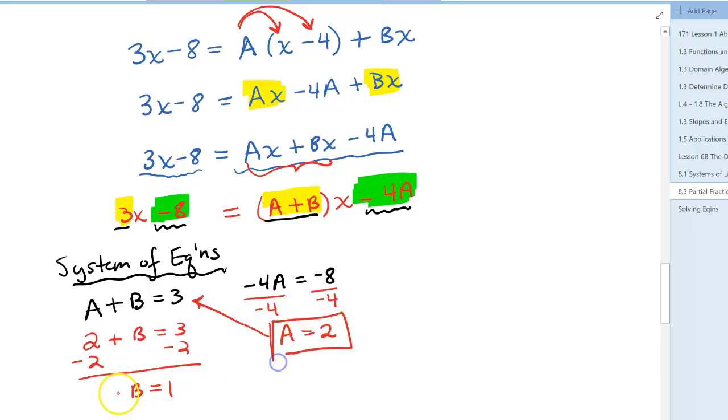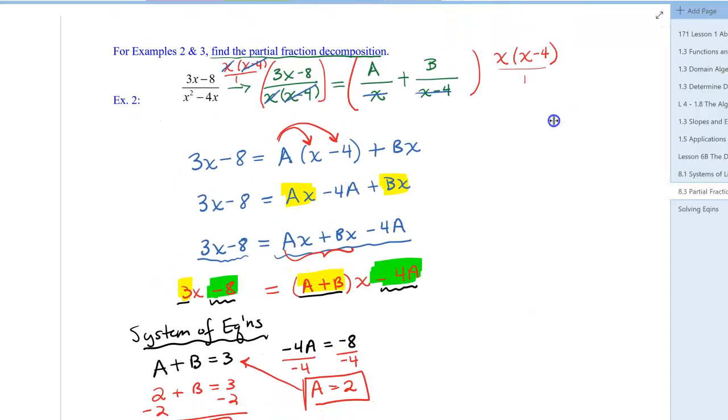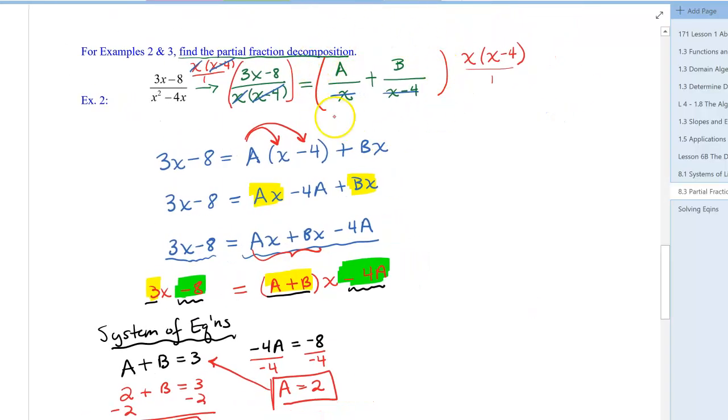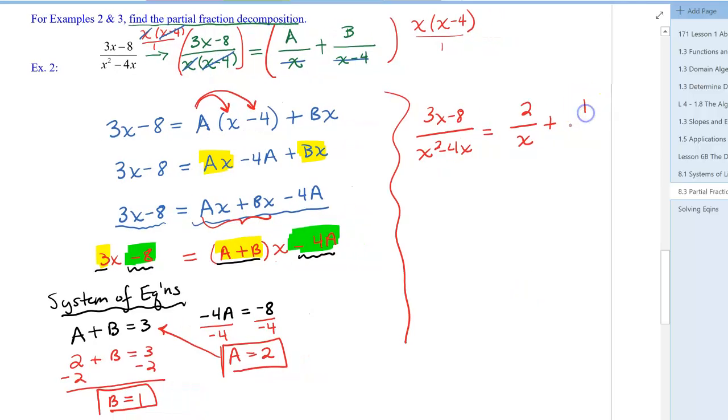So now that I know what a and b are equal to, I can plug them into my original decomposition with the known numerators. So 3x minus 8 over x squared minus 4x is equal to a, which is 2, over x, plus b, which is 1, over x minus 4. And that is your final answer.